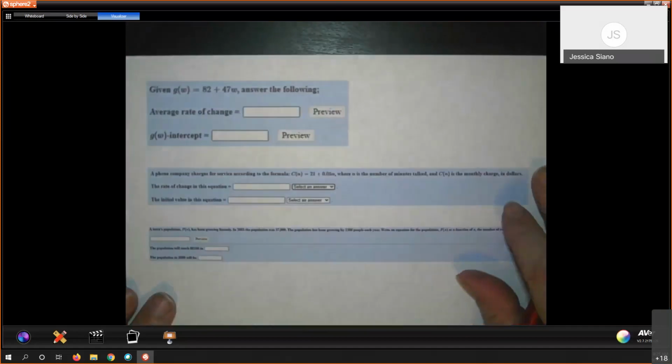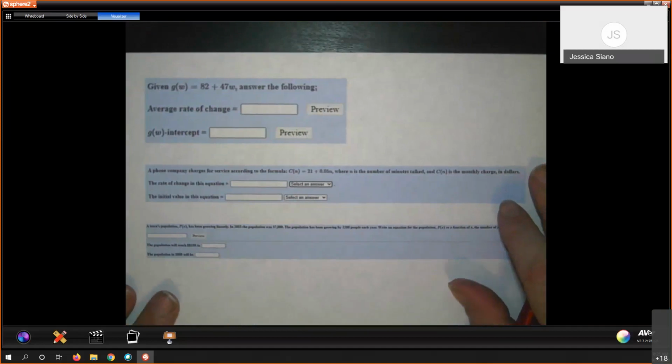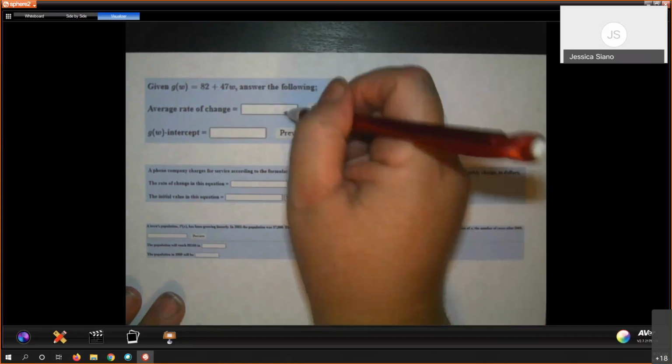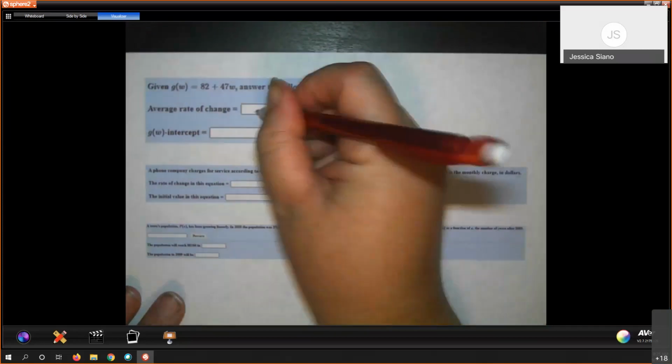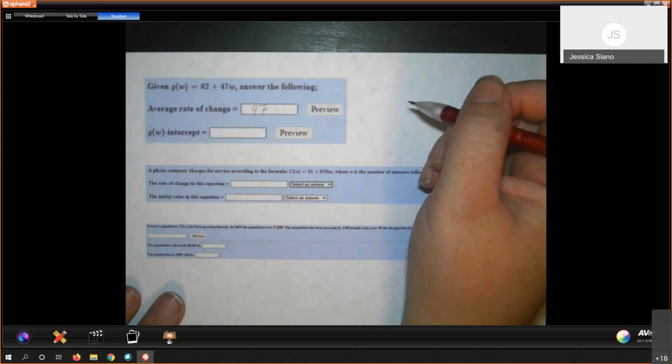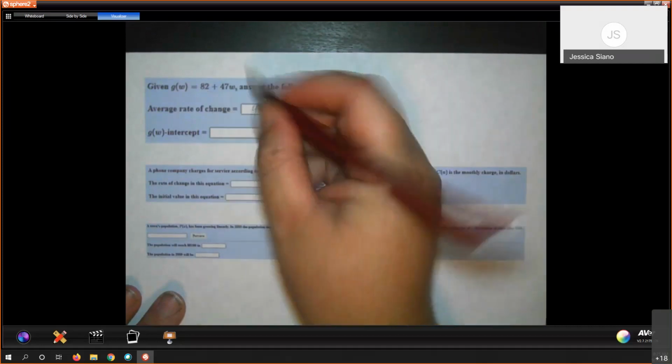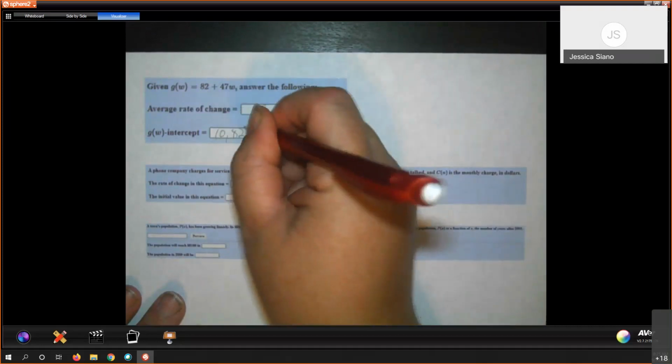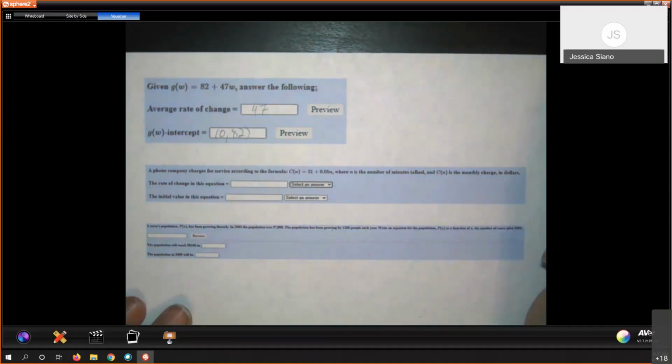No? Okay. So then here, if you're given an equation and you're asked to find the average rate of change and the intercept, well, the average rate of change is the number in front of the variable, so that's 47. And the intercept is this number over here, so that's 0.82. They might just want 82, but usually if they ask you for an intercept, they want a point.